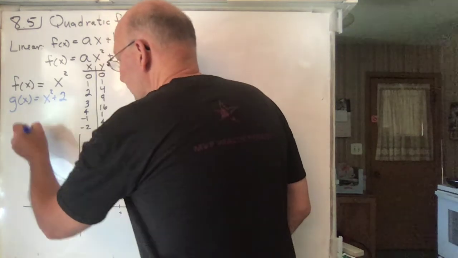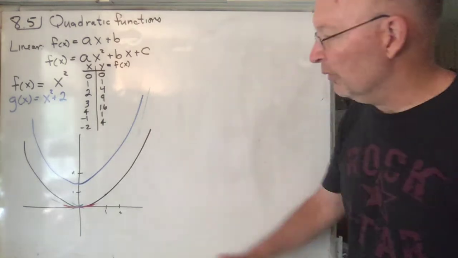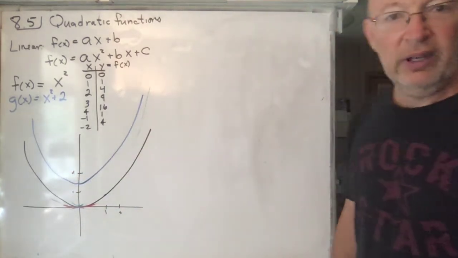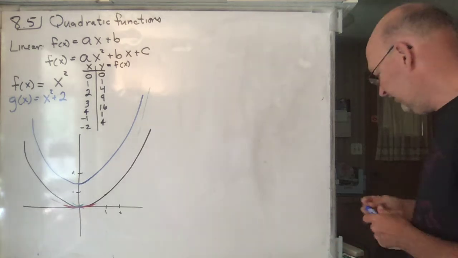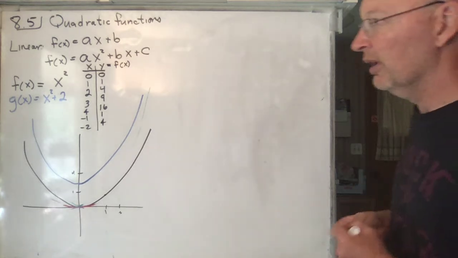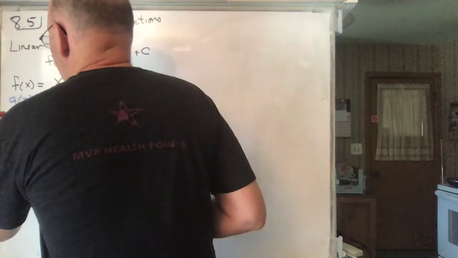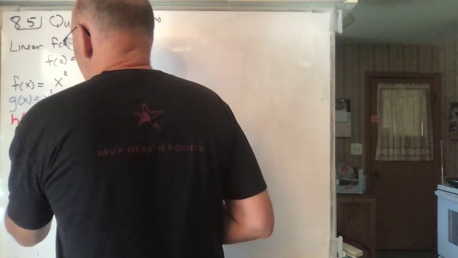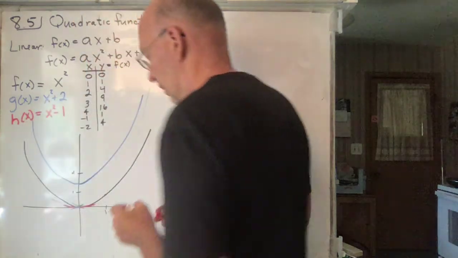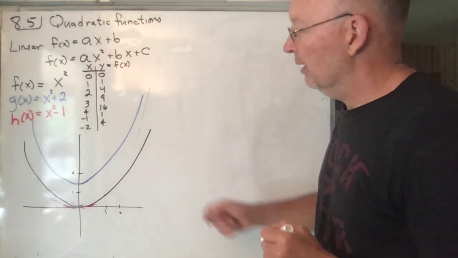So it's going to be the same shape. It's just going to be translated. We use the word translated. Translated 2 units up. See that? Does that make sense? Let's try another one. Let's try h of x is equal to x squared, say, minus 1. What would that one look like?